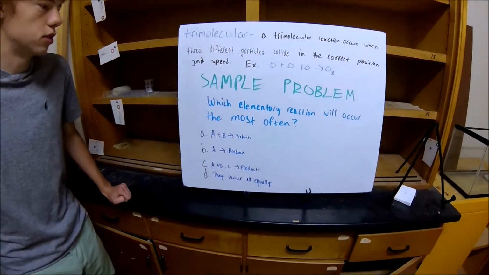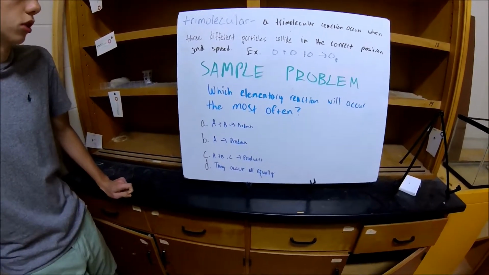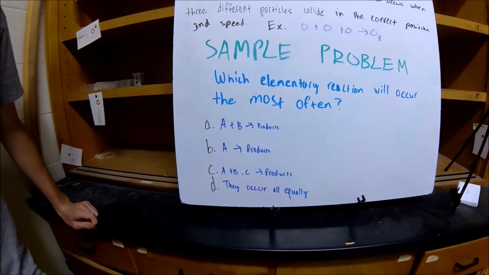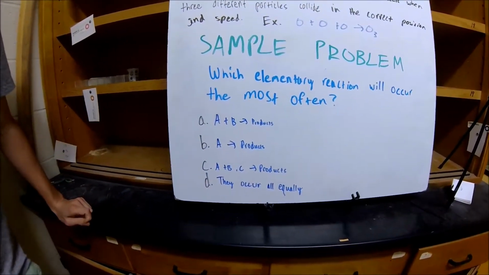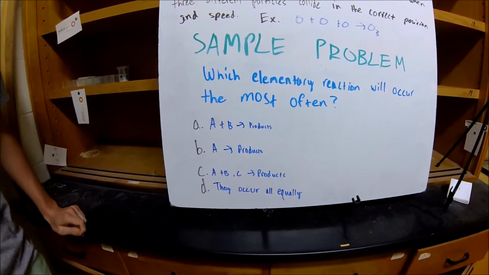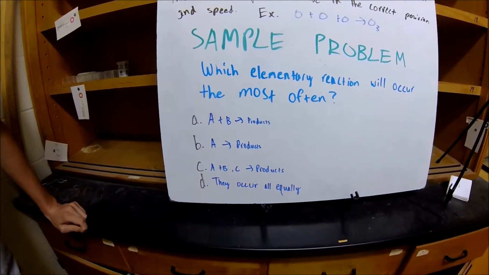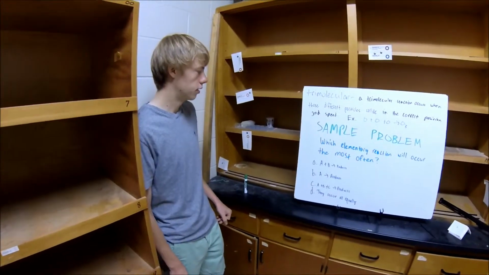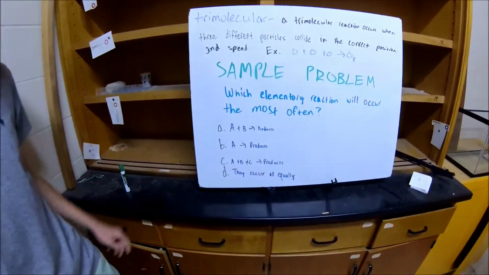Now I have a sample problem. The sample problem is, which elementary reaction will occur the most often? A, A plus B yields products. B, A yields products. C, A plus B plus C yields products. Or D, they all occur equally. The answer to this problem is B, A yields products.